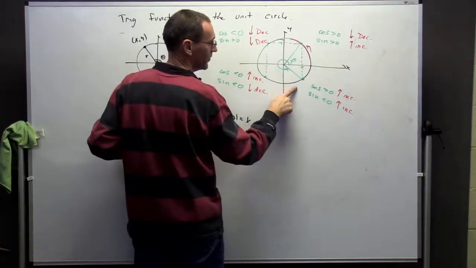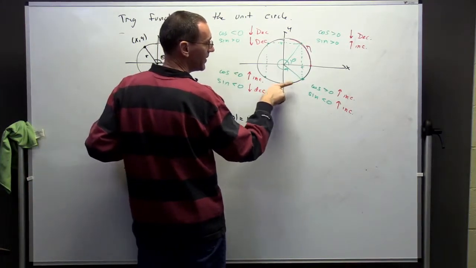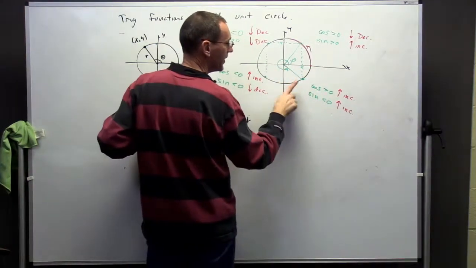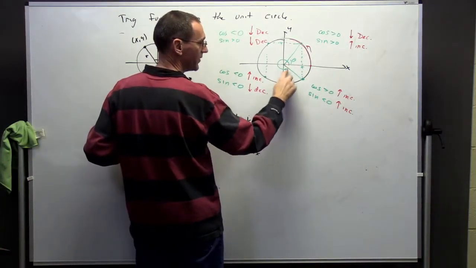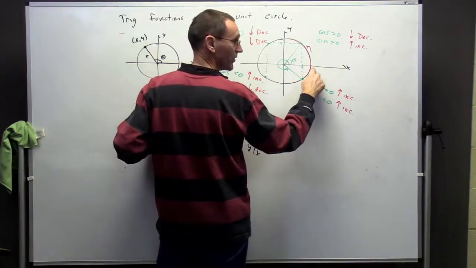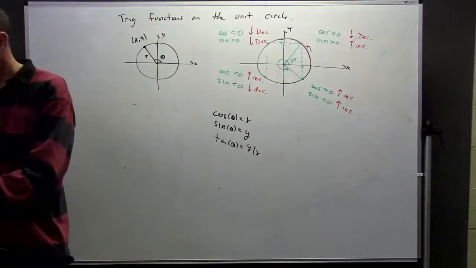Fourth quadrant, as I move around this way, so as my theta increases here, the x value is still moving to the right, and it's now positive. The y value is still negative, it's below the x-axis, but it's getting bigger. It's going to increase up to 0, so it's negative and increasing.